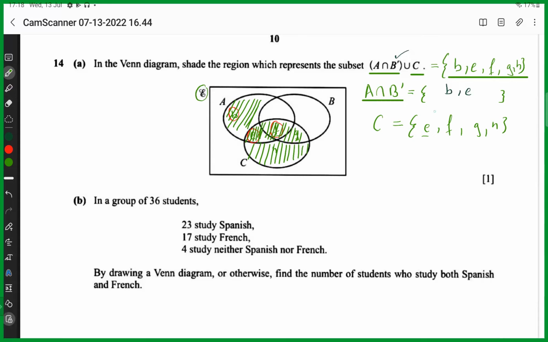We just calculated their intersection that turned out to be BE. Then we know what this would be, set C. And here we have calculated the union and I've shaded the region B, E, F, G, H, and this is going to be the answer. Okay. So this would be the answer. I hope it is clear.